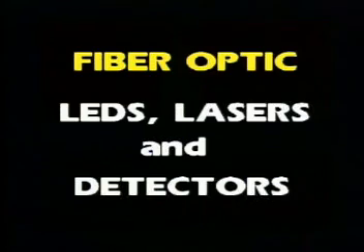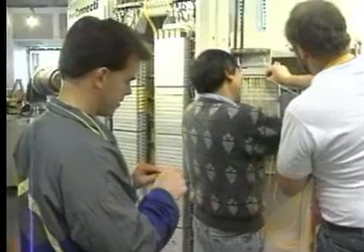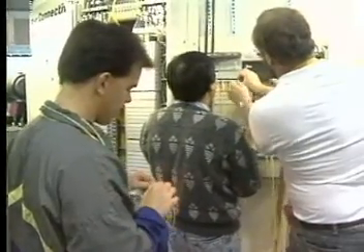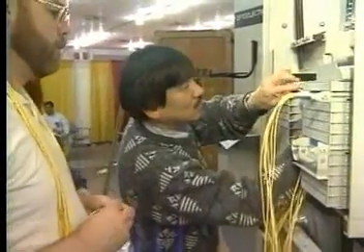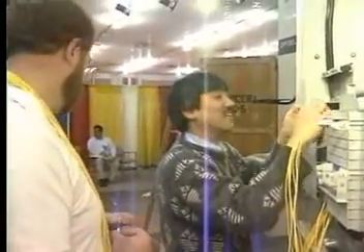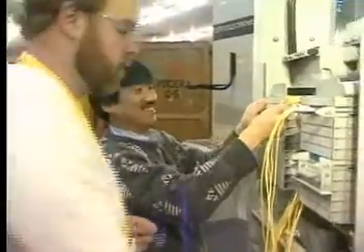In any fiber optics communication system, electrical signals, either analog or digital, must be converted to optical signals before they can travel on a fiber. At the other end of the fiber, the optical signal is converted back to an electrical signal.